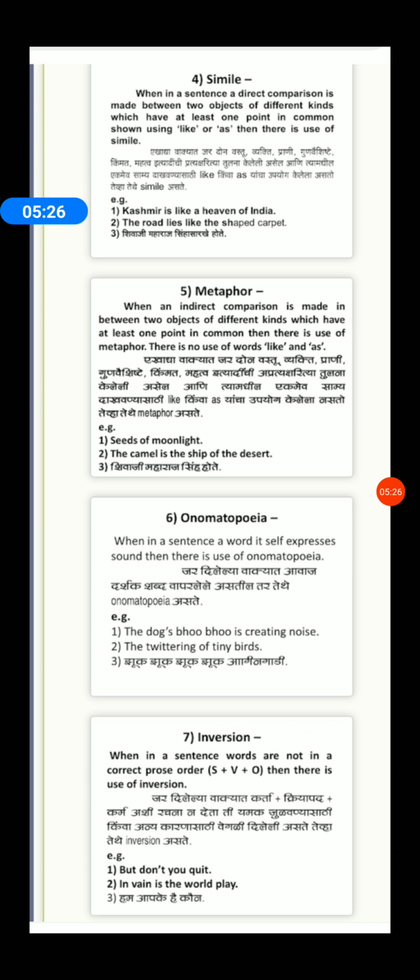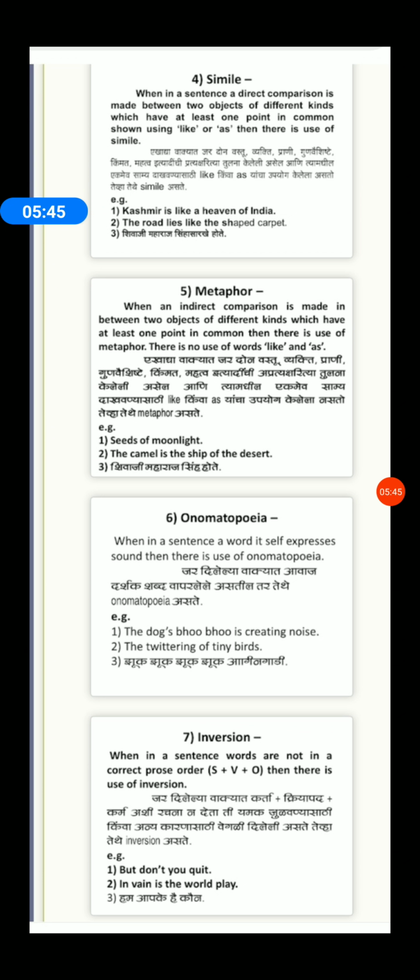Fifth figure of speech, metaphor. When an indirect comparison is made between two objects of different kinds which have at least one point in common, then there is use of metaphor. There is no use of words like like and as.